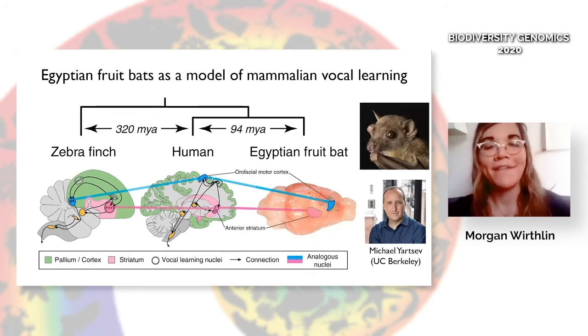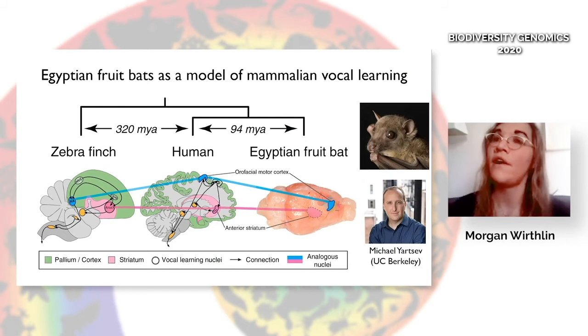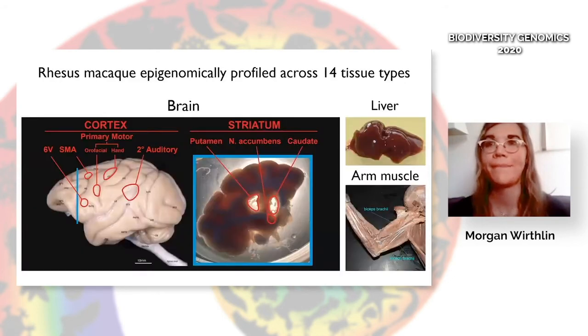Furthermore, in bats, ample evidence is emerging that many species within this diverse order are also vocal learners, just like humans and songbirds. And in collaboration with Michael Yartsev, I sought to extend what we've learned from vocal learning birds to this promising new model for vocal learning in mammals.